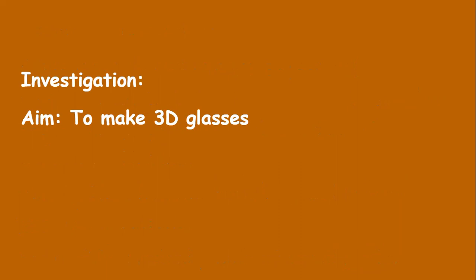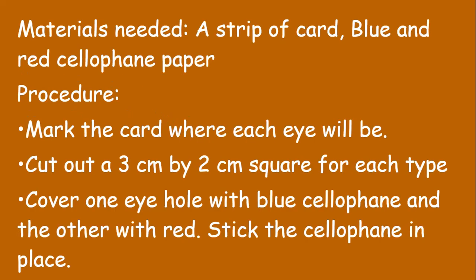Well, how can we make 3D glasses? For this activity, you need cardboard and blue and red cellophane paper. How do we make them? Mark the cardboard where each eye will be. Cut out a 3 cm by 2 cm square for each eye. Cover one eye hole with the blue cellophane and the other with the red. Stick the cellophane in place and then observe through it. Now your 3D glasses are ready.